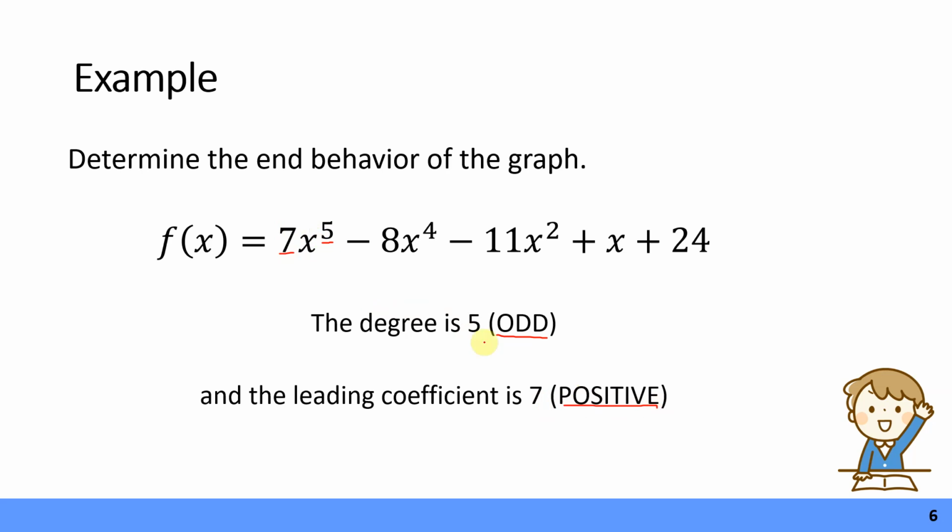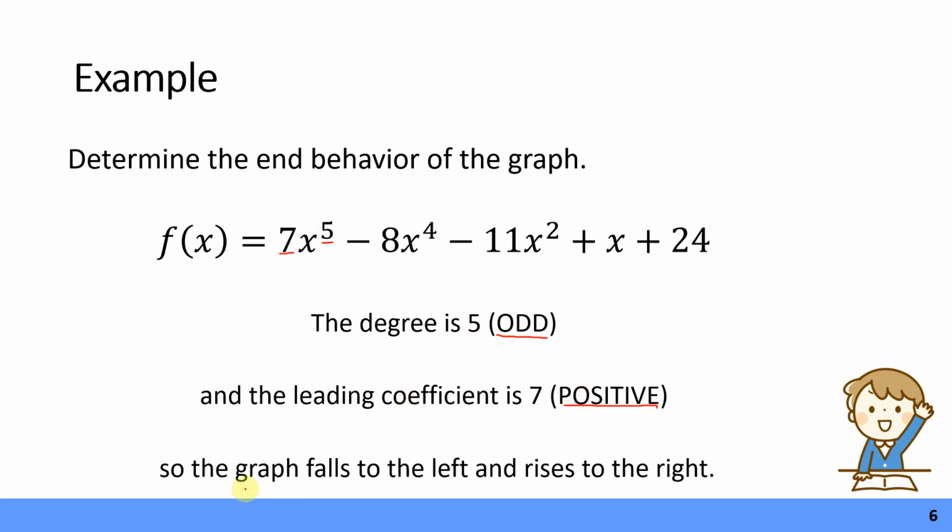So just look at your chart. What happens when I have an odd degree with a positive leading coefficient? Then the graph falls to the left and rises to the right. Okay, so it would fall this way. Something would happen and eventually it would rise like that. Okay, so I think this is pretty simple, right?